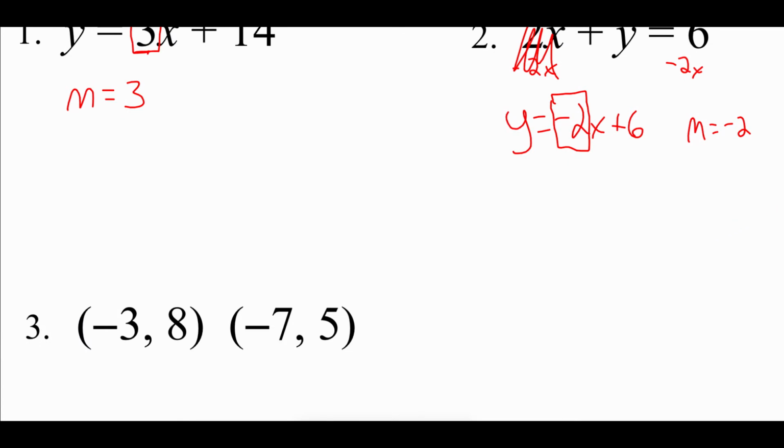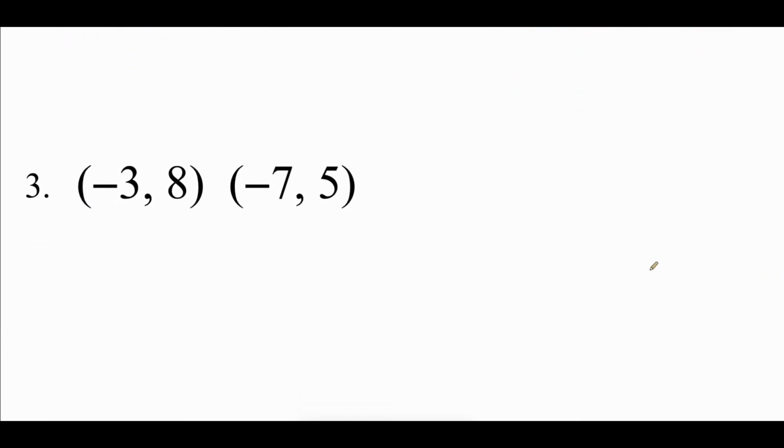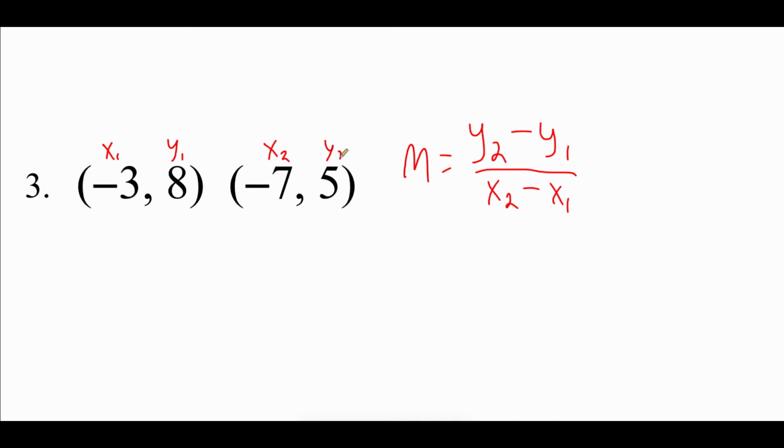Now in this last example, I give you two ordered pairs, and we're still talking about parallel lines, so we want to focus on the slope. When we're looking at 2 points, we can find the slope by using the slope formula, y2 minus y1 over x2 minus x1. So as I'm looking at my points, I'm going to label them. This first point, I'm going to call x1 and y1. And this second point, I'm going to call x2 and y2.